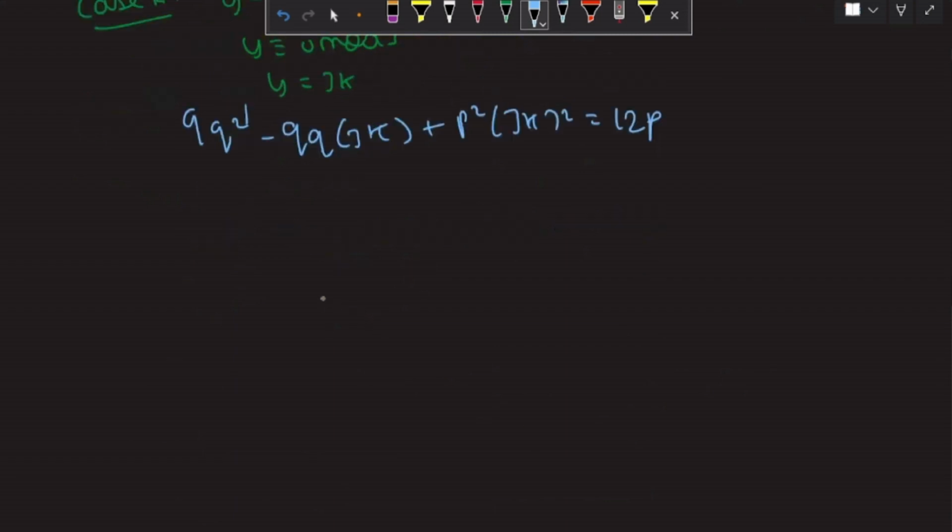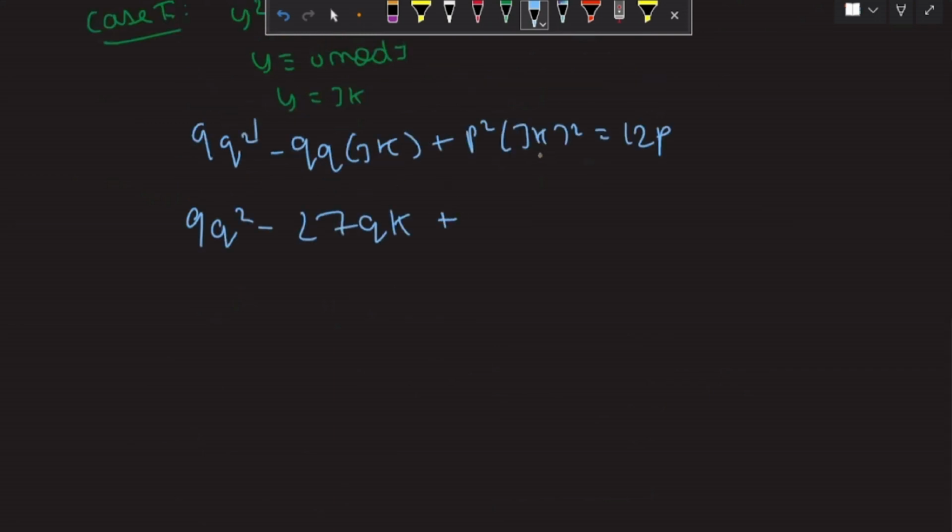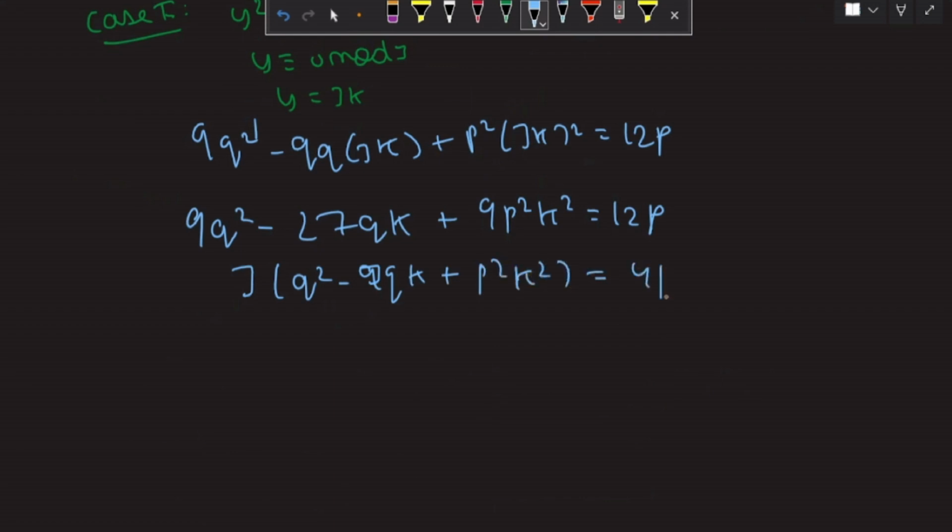which simplifies to 9q square minus 27qk plus 9p square k square is equal to 12p. So we can cancel out a 3 and take everything common. It becomes 3q square minus 9qk plus 3p square k square, no wait, it becomes 3q square minus 9qk, which is 3 times q square minus 3qk, plus p square k square, which is equal to 4p.